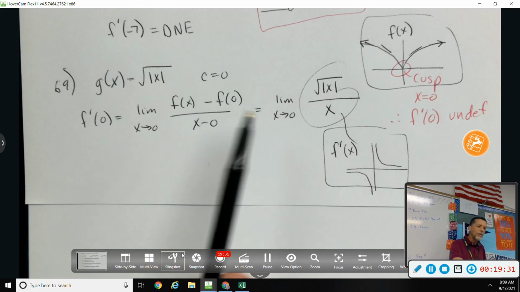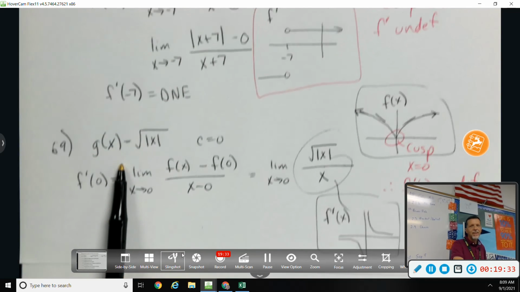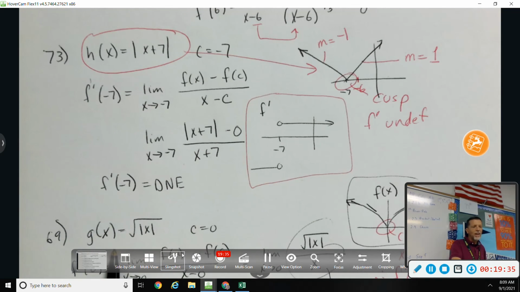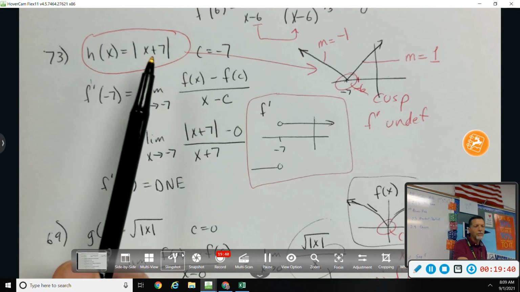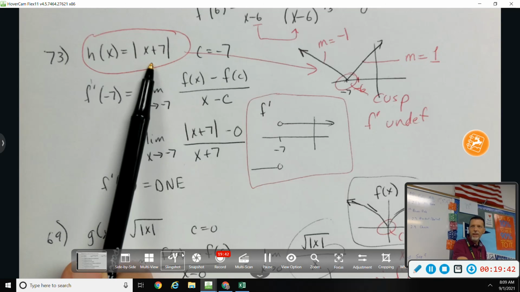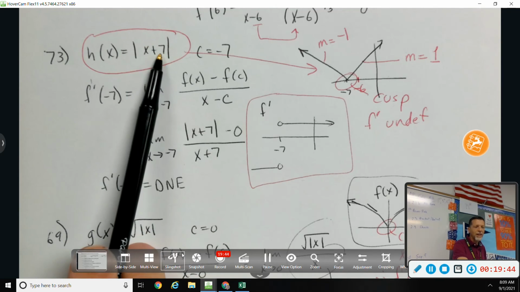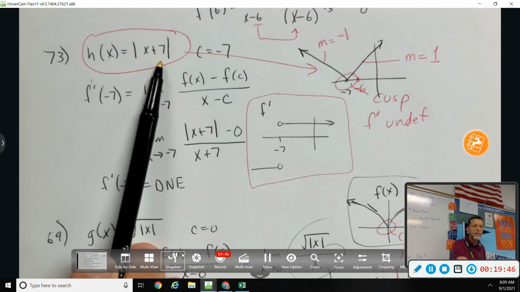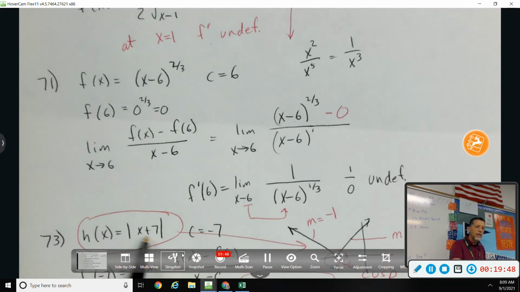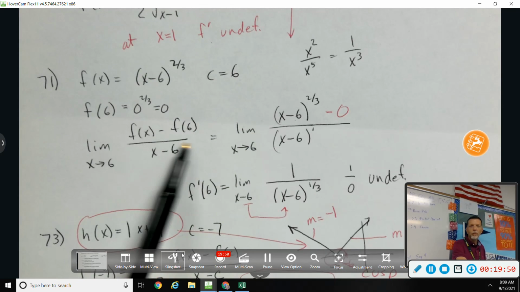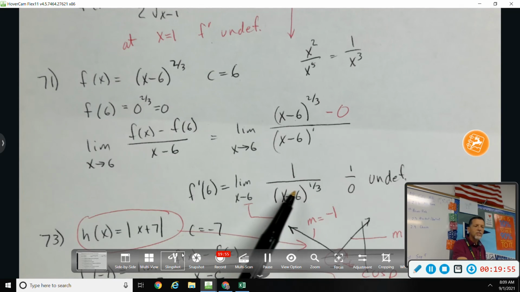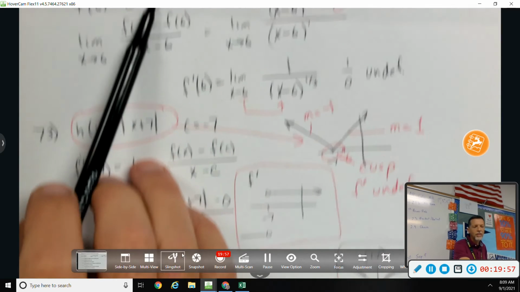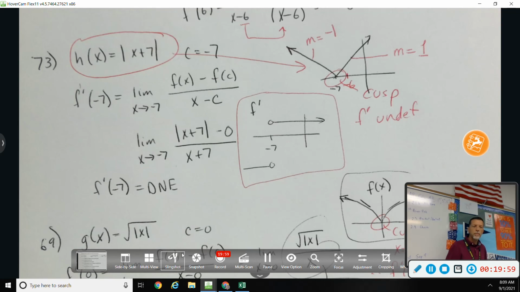So I would say not 69. Now 73, I would not do it the formula way. I would do it the I-know-what-this-graph-looks-like way. And there's a cusp at negative 7, so there's a problem at negative 7. 71, that one was straightforward enough. That one worked out okay. So 69 I wouldn't worry about. The others though, I think you can reason through.